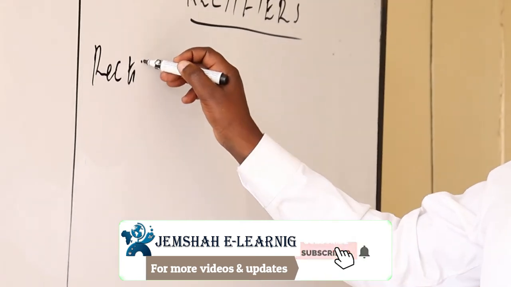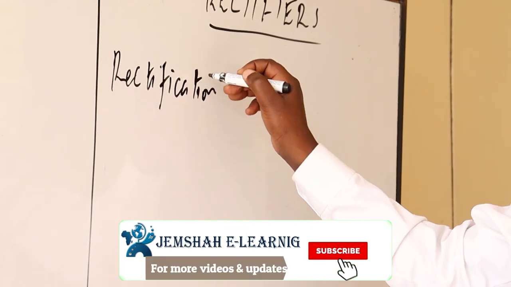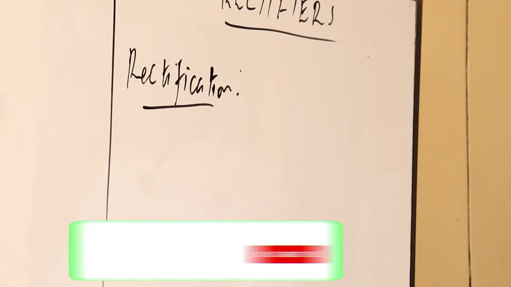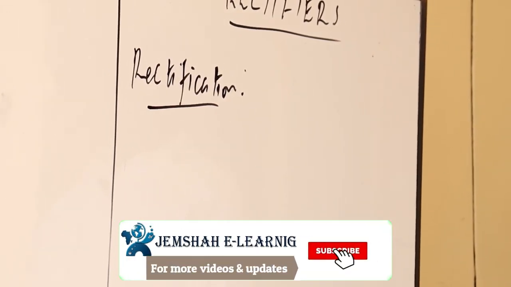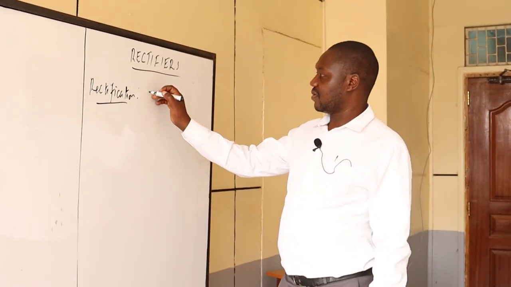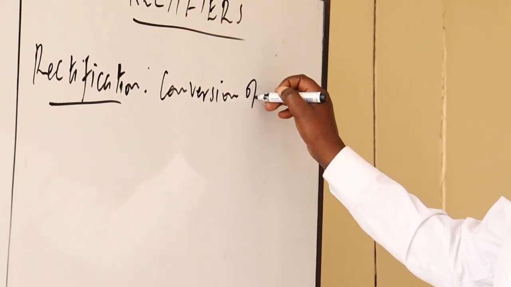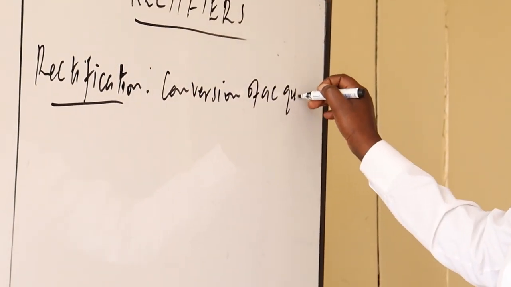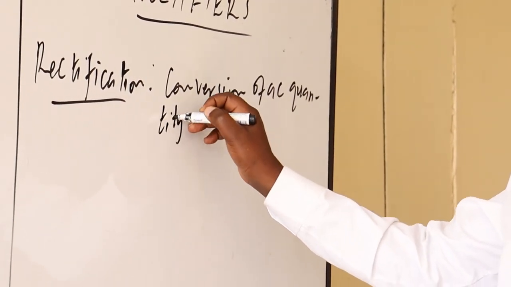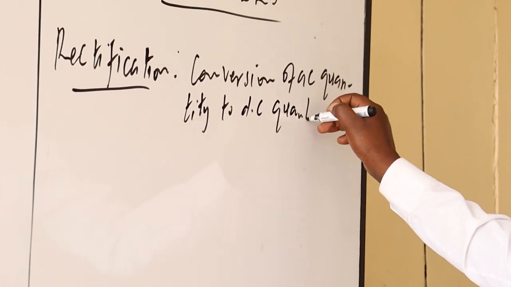Rectification, we can define it as the conversion of alternating quantity to DC quantity. So you can say it is the conversion of AC quantity to DC quantity.